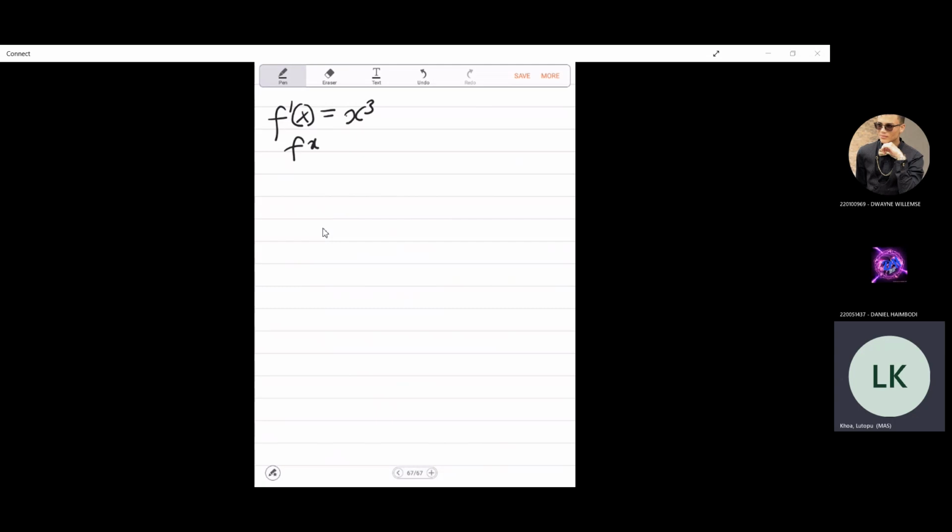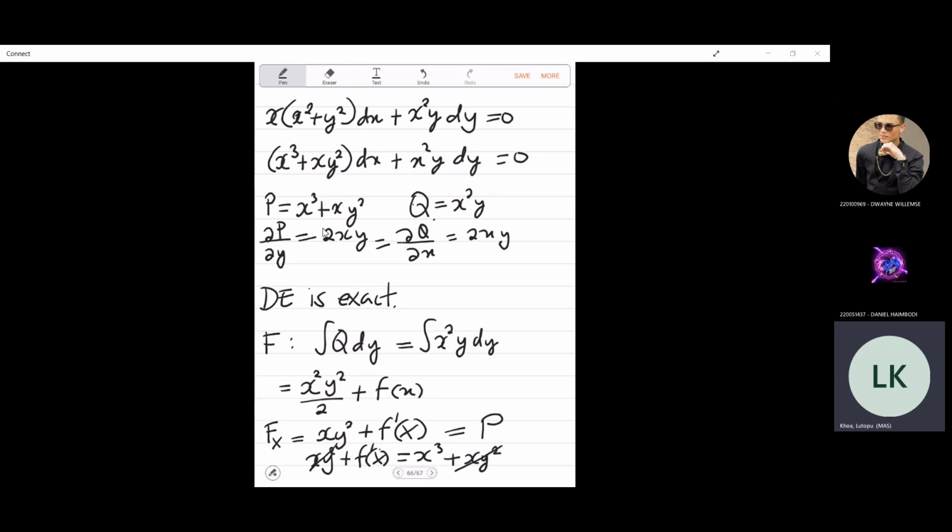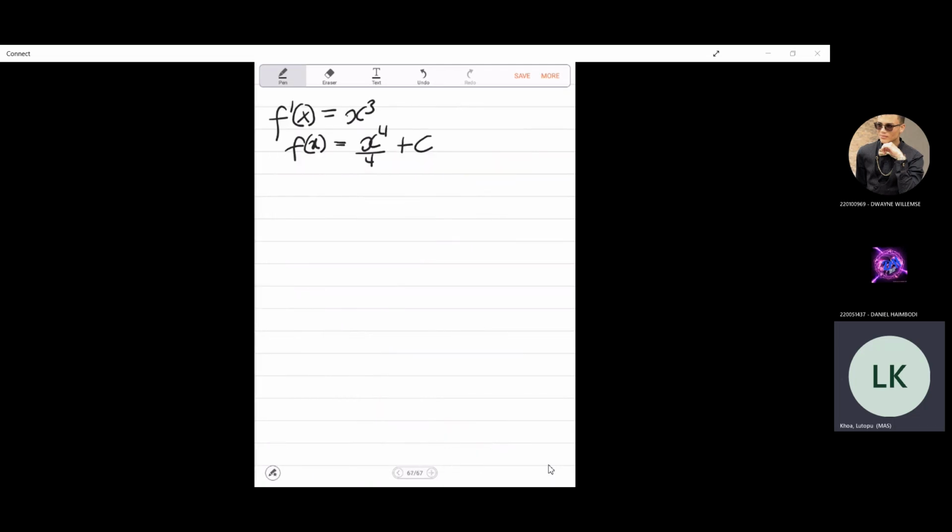And then we work out f of x. This is x to the power of 4 over 4 plus my constant. And then my solution will be x squared y squared divided by 2, and then I add f of x and equate that to c. So I have x squared y squared over 2. Then I add my f of x, which is x to the power 4 over 4. And this is equal to c. So again, we can multiply out the denominators. So we have 2x squared y squared plus x to the power of 4 is equal to c.